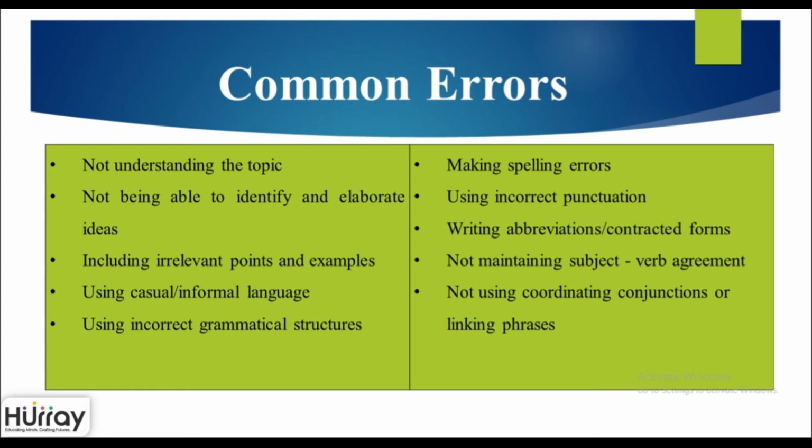Writing abbreviations or contracted forms. This again is an issue. If you write GOVT dot instead of the whole word government, you will be penalized. If you write can't, CAN apostrophe T, instead of writing cannot, or don't, these words are contracted forms of words. If you write them, you will definitely be penalized. You will lose scores.